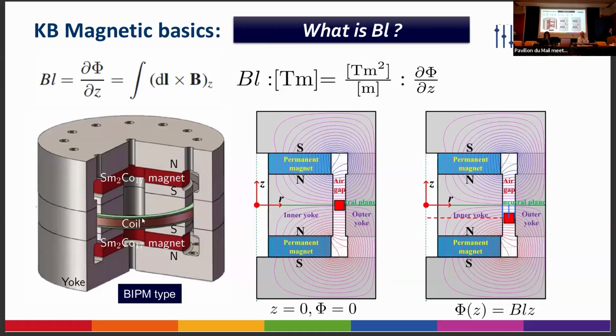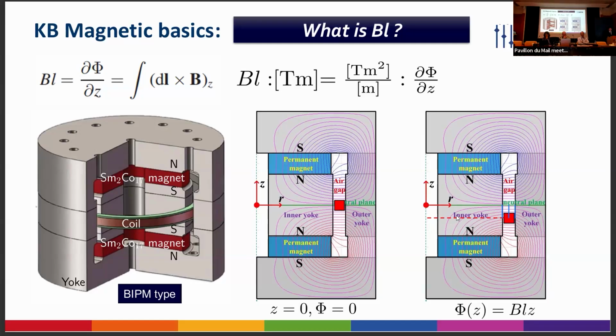If you look at the BIPM magnet, for example, if the coil sits exactly in the central plane, because this magnet circuit has a symmetry, in the center all the flux is horizontal. So there are no flux lines going through the coil. That means phi at this position should be 0, right? But when you move the coil down or up to position Z, for example, on the right plot, you see there would be some flux going through the coil, right? But it's hard to calculate directly how much flux goes through the coil.